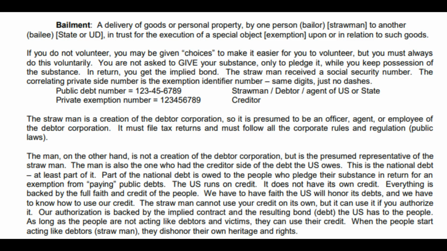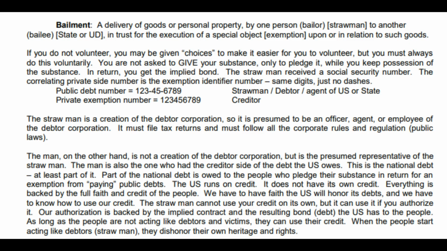This is the national debt, at least a part of it. Part of the national debt is owed to the people who pledge their substance in return for an exemption for paying public debts. The U.S. runs on credit. That's it. Credits and debits. There is no money. It does not have its own credit. It is a bankrupt organization. Everything is backed by the full faith and credit of the people. We have faith that the U.S. will honor its debt, and we have to know how to use our credit.